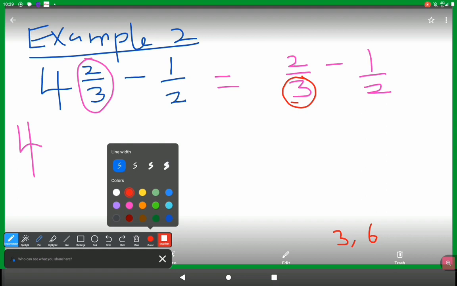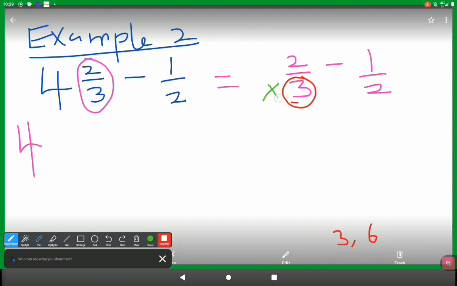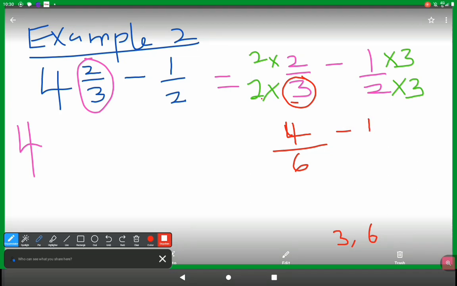Then I'll make the denominators become 6 by multiplying by 2. The same thing you do to the denominator, multiply the numerator by 2. And this side, by multiplying by 3 to make it 6, the same thing you do to the numerator, 3. Having done that, you're going to write your result down. So 2 times 2 is 4, and 3 times 2 gives 6. Subtract. 1 times 3 is 3, then 2 times 3 gives 6.